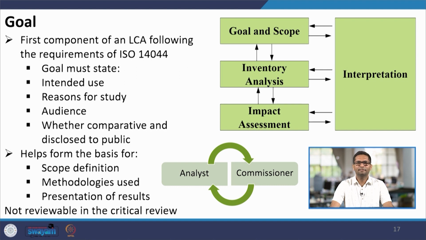So basically these kinds of activities would be done with a comprehensive discussion between the analyst who is doing this LCA and the commissioner who would be commissioning this kind of study. The analyst will tell the commissioner what is doable, and the commissioner would put in his or her expectations. So a couple of discussions would go on, and that would basically decide the goal and the scope statement. So let us start with the goal statement. What is the typical goal statement going to look like?